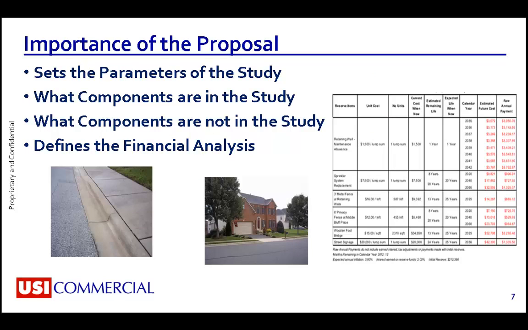The importance of the proposal is that it sets the parameters of what will and will not be provided in the study process along with the finished report. The proposal outlines the physical analysis, which consists of an inventory list of the common components and assigned useful life expectancies to each of the components based on their current condition. The proposal also outlines the financial analysis, which assigns future replacement costs to each of the components and then recommends a funding plan to ensure that the necessary funds will be available as the expenses occur.